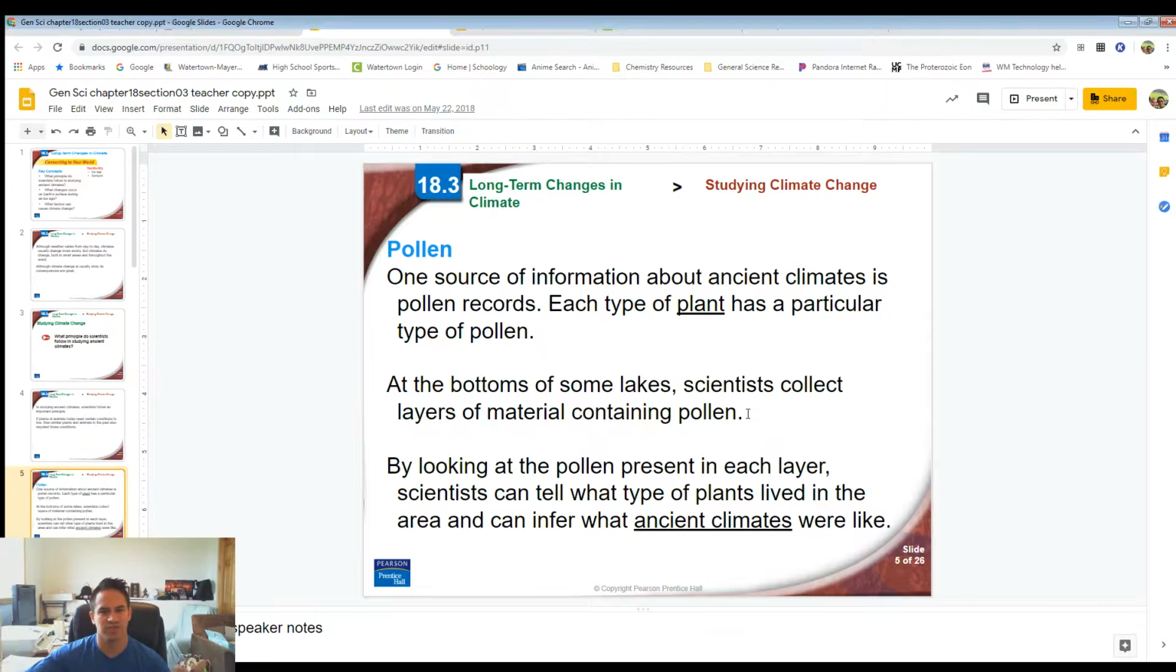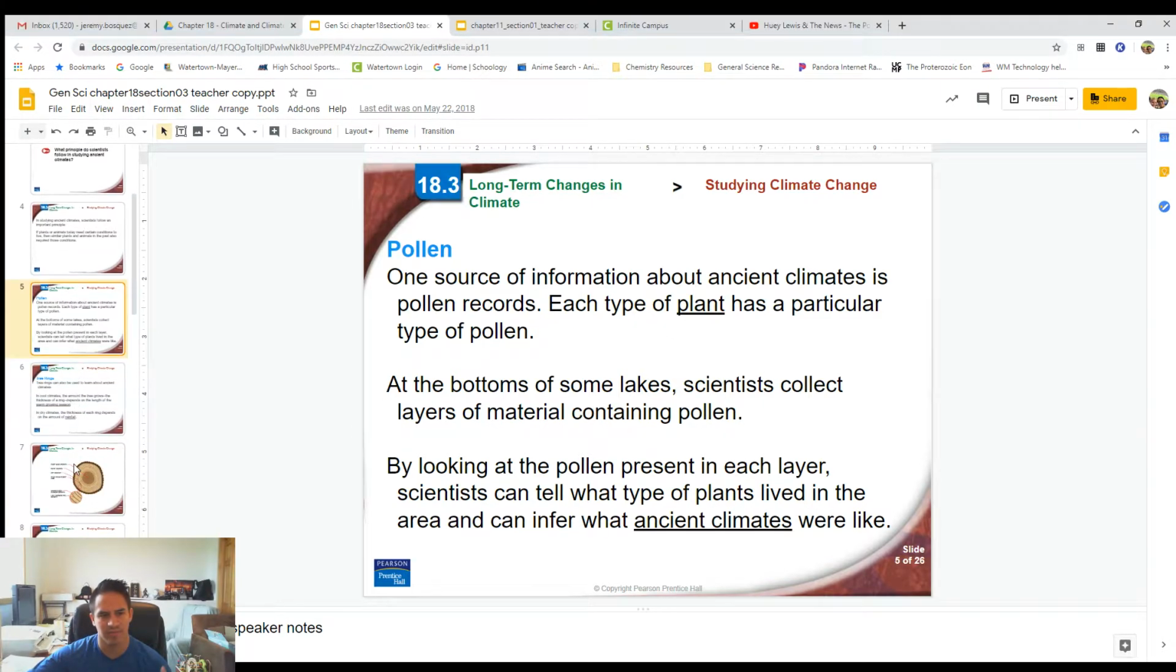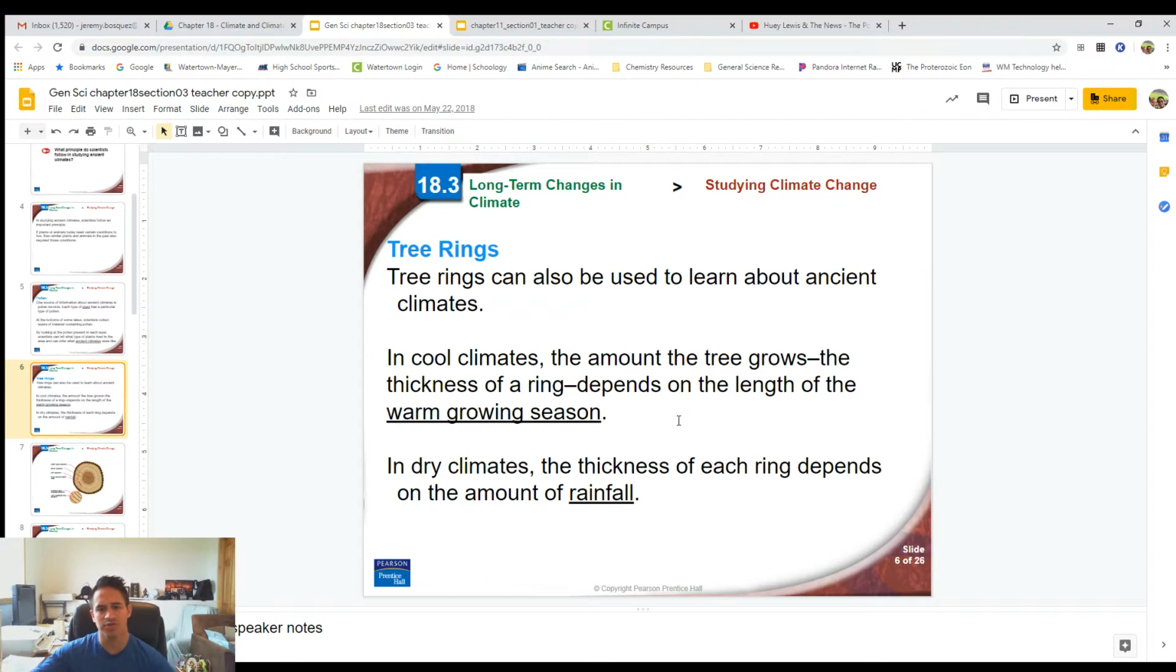So pollen is one first indicator of what ancient climates used to be like, by looking at how many plants and things were around during that time. Another is tree rings. Tree rings can be used to learn about ancient climates. Now, obviously, we don't typically use tree rings from trees that we can find around on an everyday basis here, because most trees don't live for that long.